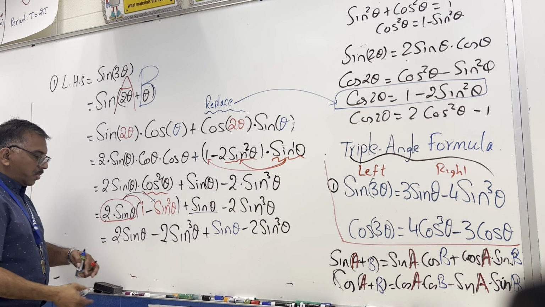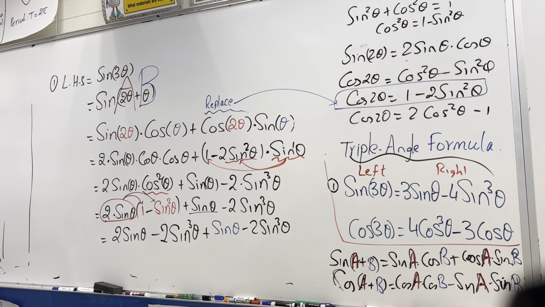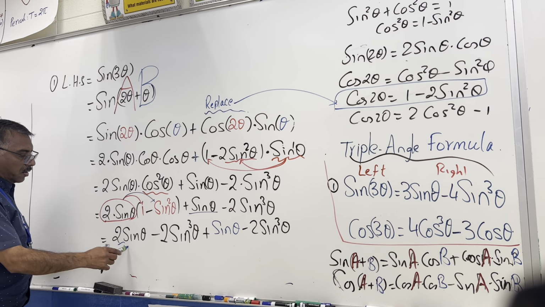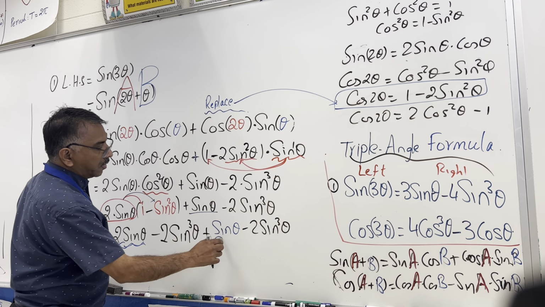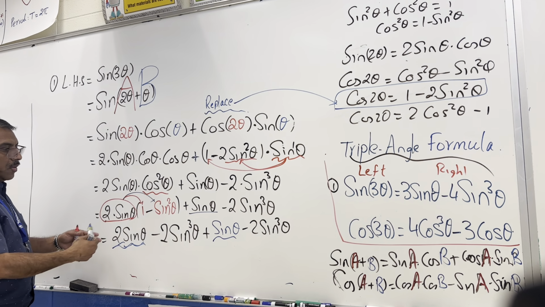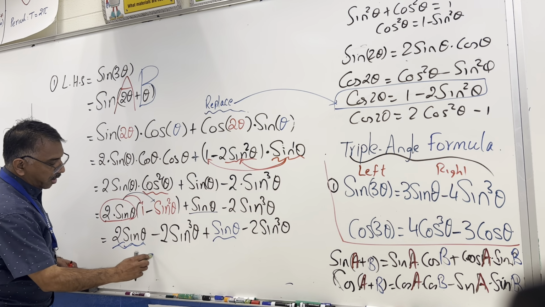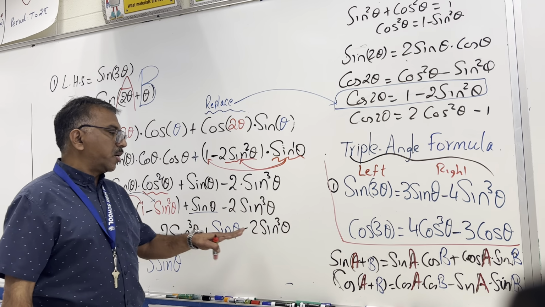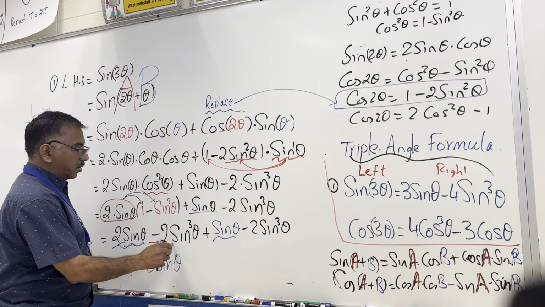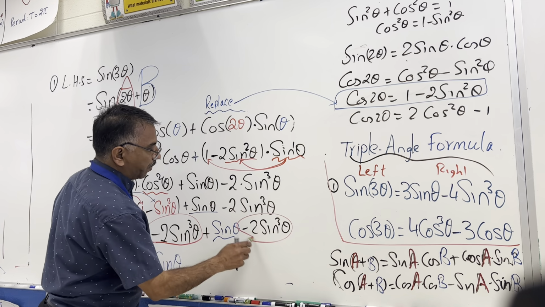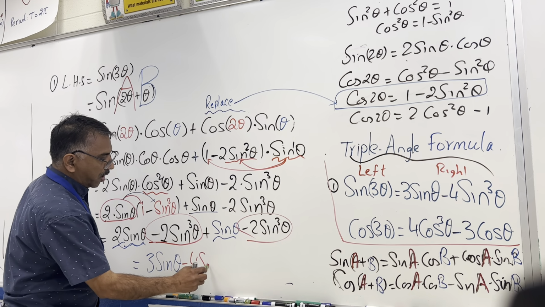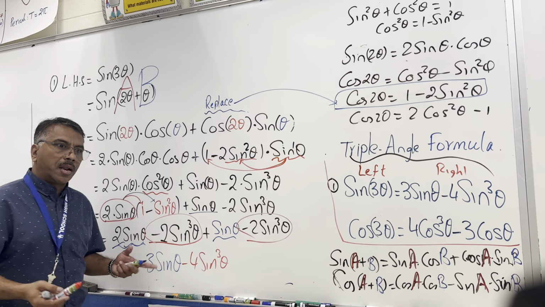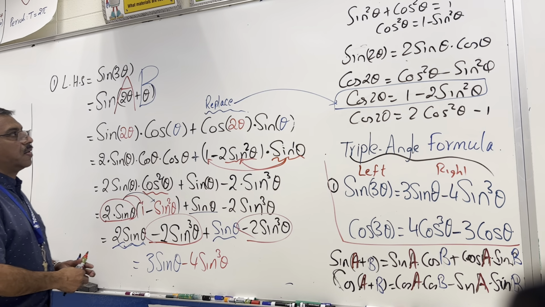Okay, and now you combine. So you see this is 2 sine theta, this is a single sine. So both will combine to get 3 sine of theta, and that's minus 2 sine cube, and this minus 2 sine cube. So this together will be minus 4 sine cube theta, and you are done. So that's all, and this is the right side.